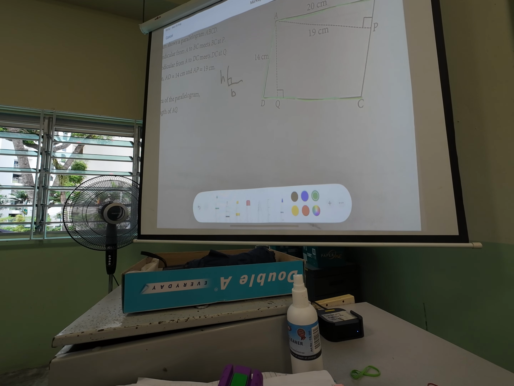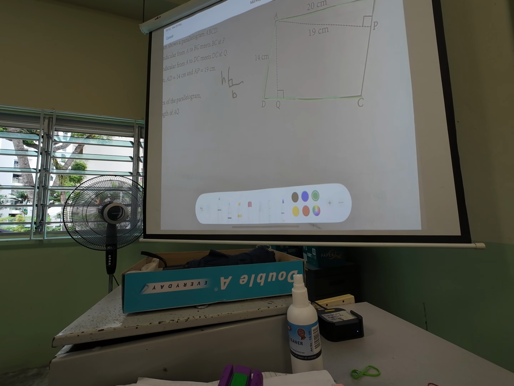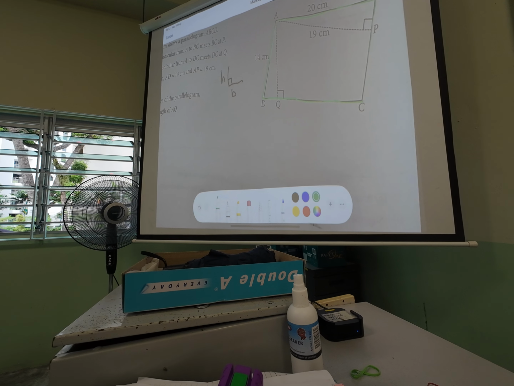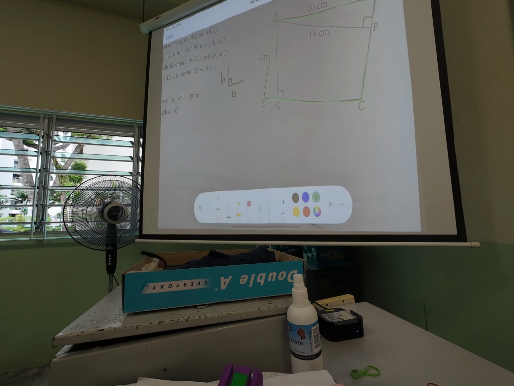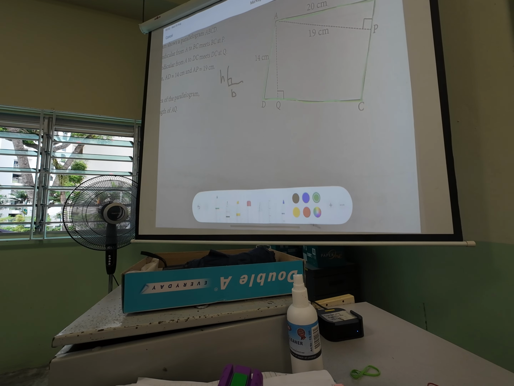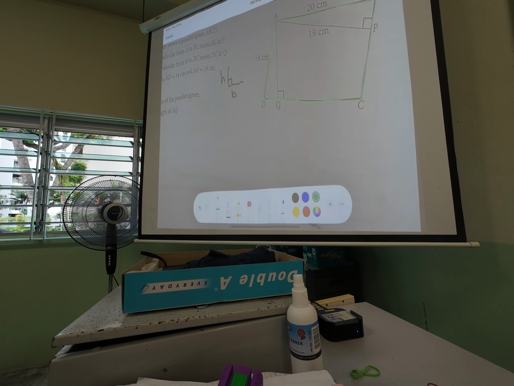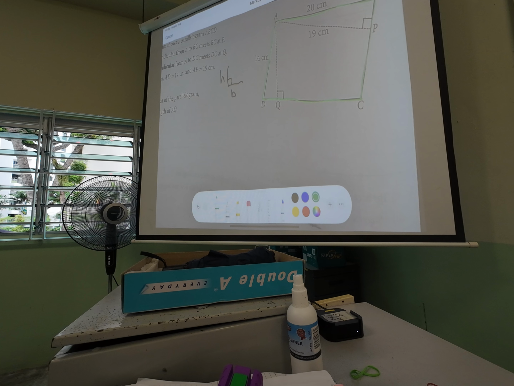Xingning, Mia, try. Think about the question. Don't just wait to copy the solution. Think. Try. What is the area? Area is base times height. But there are so many numbers. Where is your base? Where is your height?